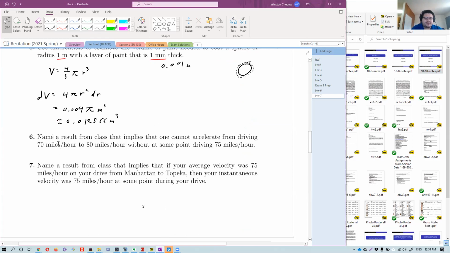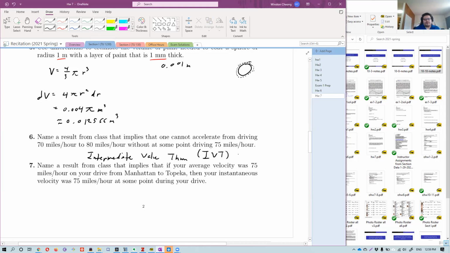So reading this, right? This is saying you start at 70 miles per hour, you go to 80 miles per hour, and the conclusion is that at some point you must have been driving 75 miles per hour. So you should really think of this as being the intermediate value theorem, which we typically abbreviate as IVT.